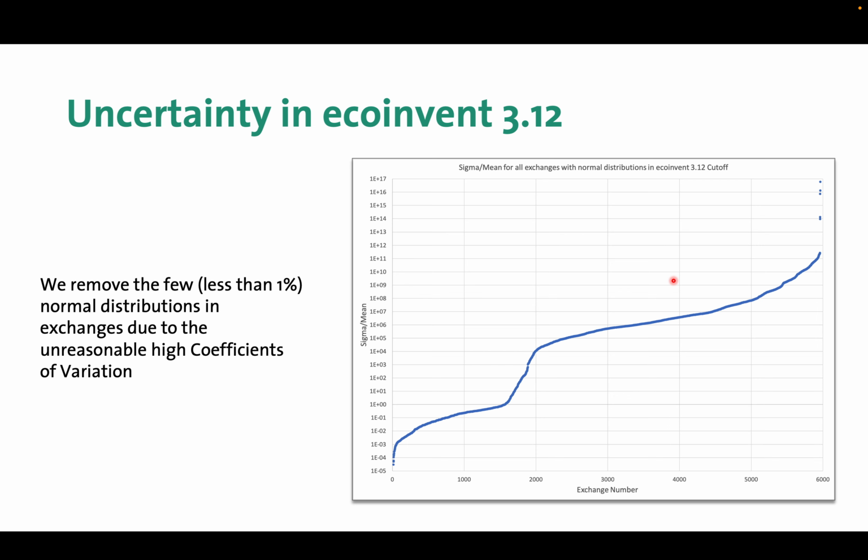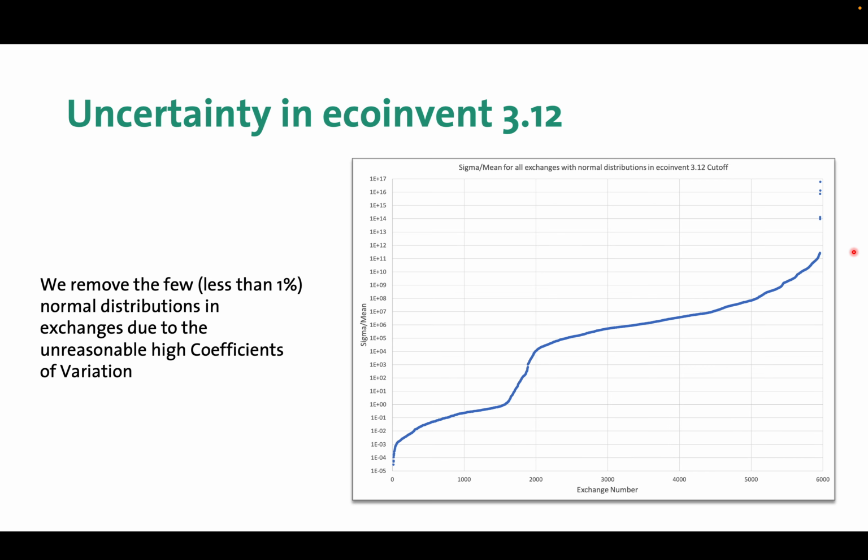From these 500,000 exchanges, less than 1% have a normal distribution of uncertainty. So here this is around 6,000, roughly 1% only. What is plotted here is the coefficient of variation, the sigma over mean, for all these exchanges with a normal distribution. As you can see, these values are in the range of 1 million, 10 million, 1 billion, much, much too high. This is unrealistically high and makes no sense.